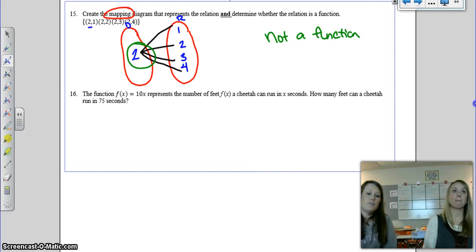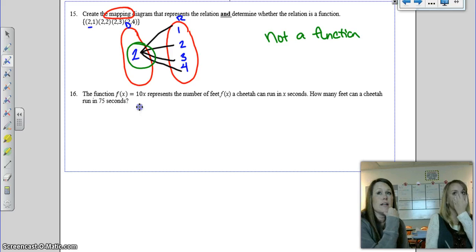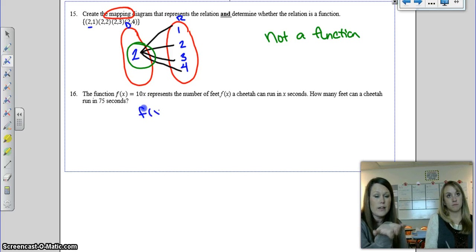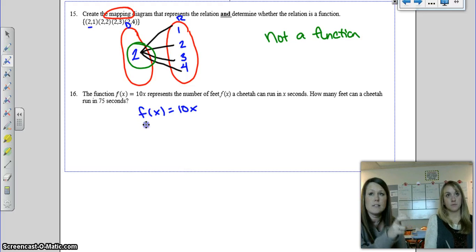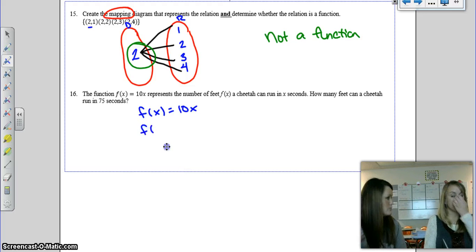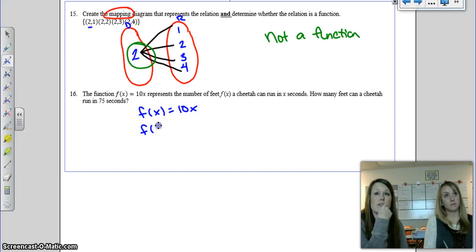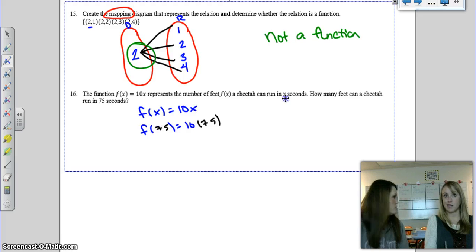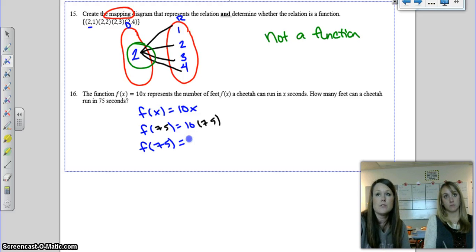Done. Number 16. The function f of x equals 10x represents the number of feet, f of x, a cheetah can run in x seconds. So feet in seconds is 10 times x. How many feet can they run in 75 seconds? So f of 75 equals 10 times 75. I don't have to transform that 75 because it's telling us that is seconds already. So f of 75 equals 750 feet.